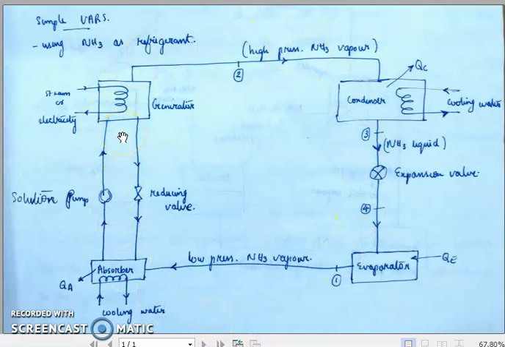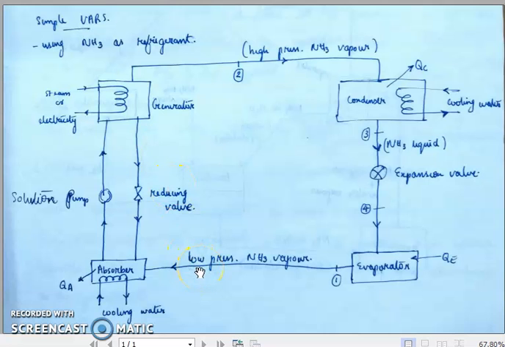So here we are running the same refrigeration system by avoiding the working of a compressor. The working of a compressor is substituted by the combined working of the absorber, solution pump, and the generator. Okay, so this is the main idea or working of the vapor absorption refrigeration system.